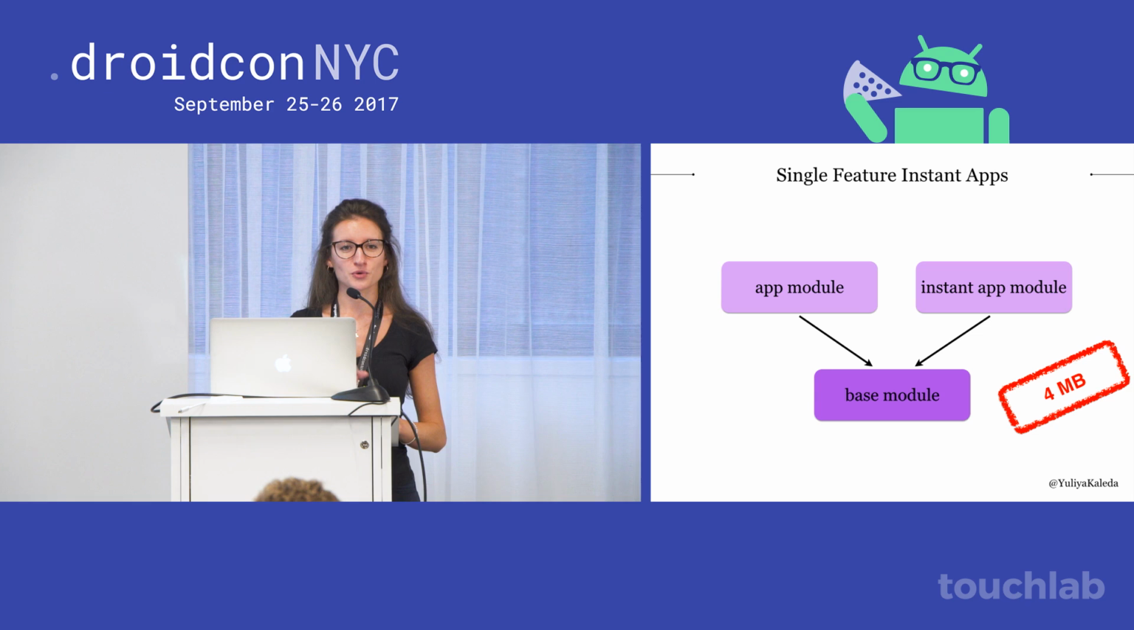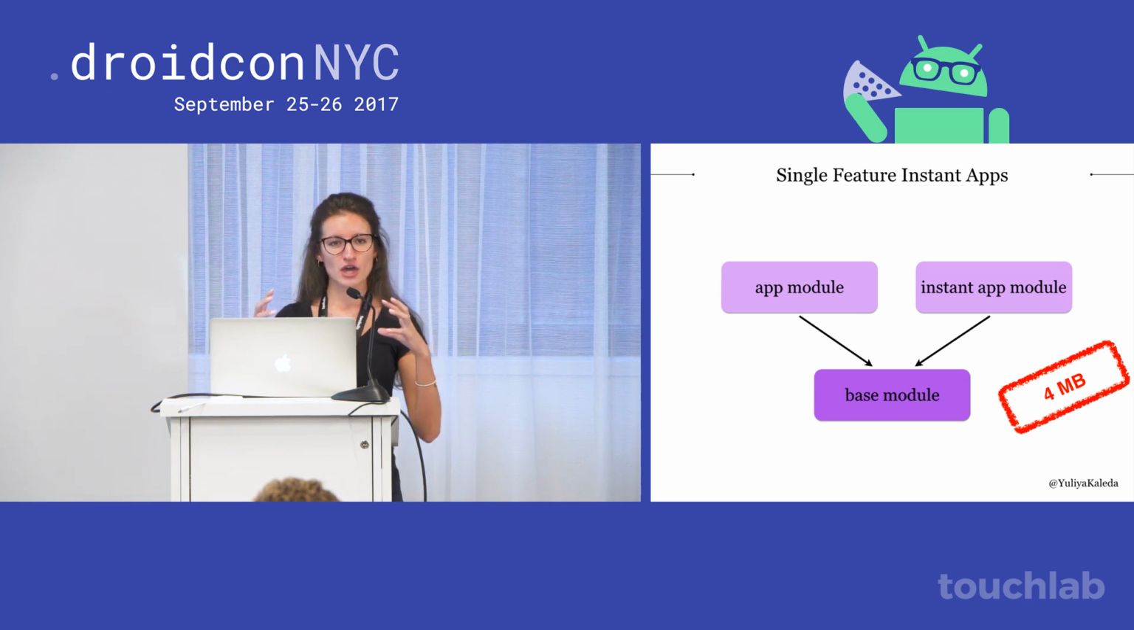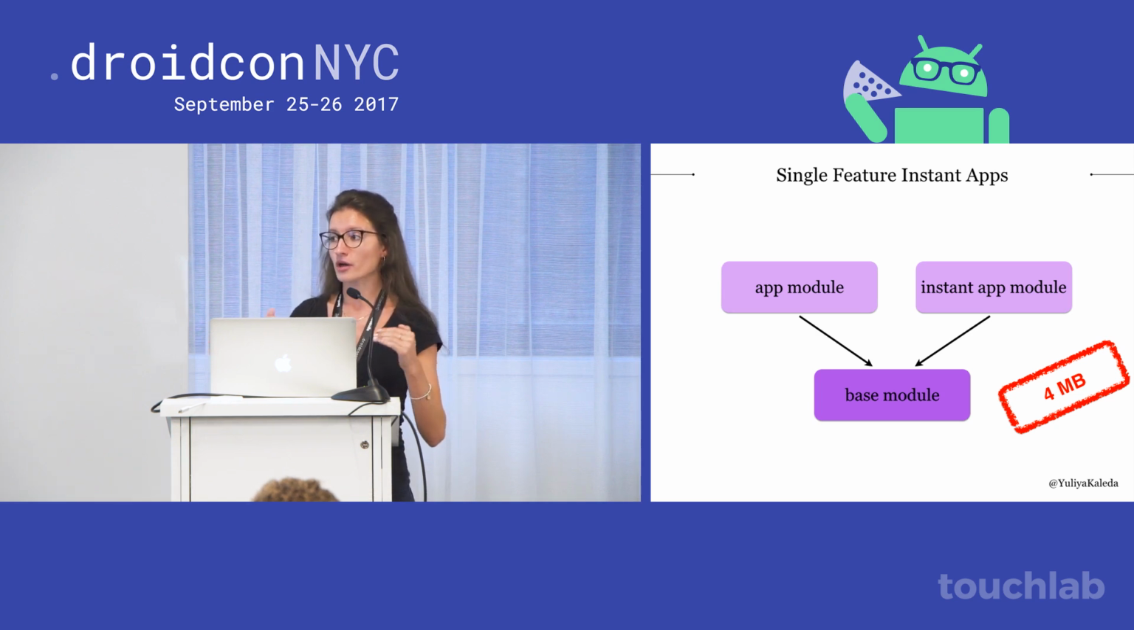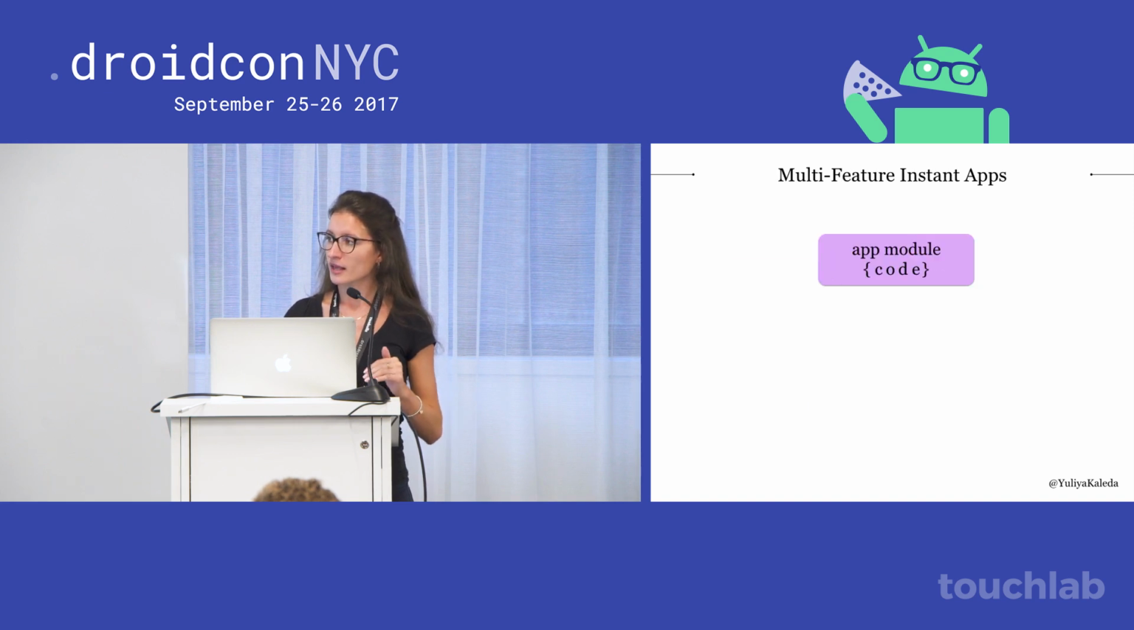But there is an issue with the 4 megabyte size limit, right? Just because you have one base module, once you reach that 4 megabyte size limit within your base module, there is no real space to grow. You cannot add more code into your base module. There is no room for other features. And this is where multi-feature Instant App comes into play and solves the problem.